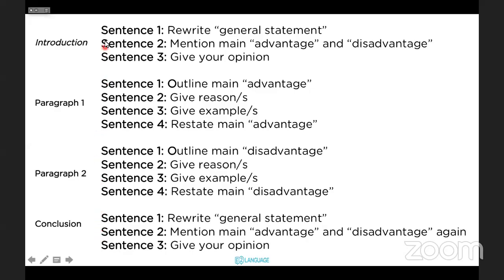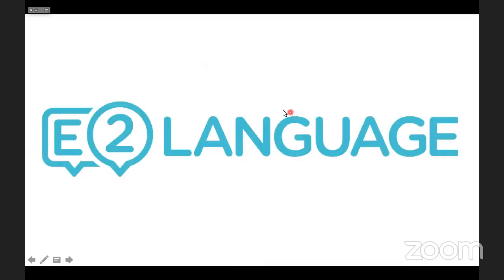It's not that difficult to memorize because the introduction is the exact same thing as the conclusion. Paragraph 1 is the exact same thing as paragraph 2. All you're memorizing, in fact, are 7 sentences. And that's that. Cool. Any questions? Any questions?